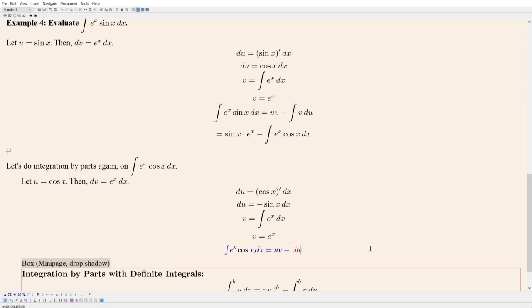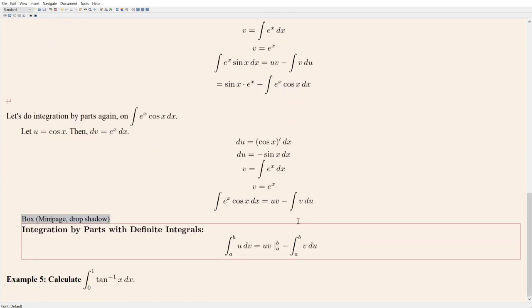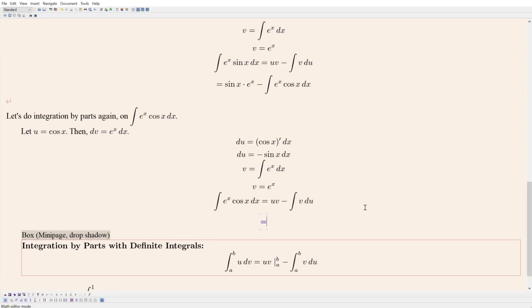And then we plug in our data. Again, be careful, because this is not going to be our final answer. I am only looking at this latter integral here. So we still have to plug this in to our original expression after we're done with this iteration. So u is cosine x. v is e to the x, du is minus sine x dx.